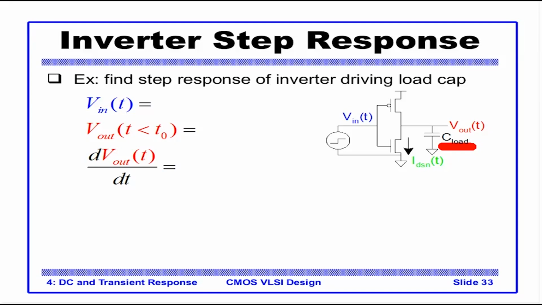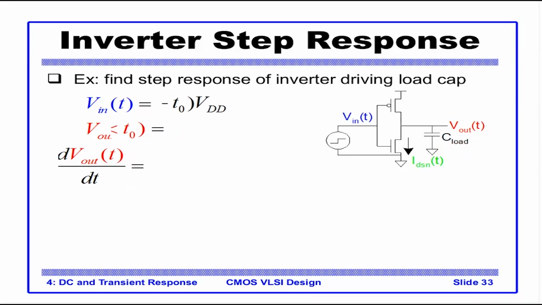When we talk about step response, V in can be represented by u(t minus T0) times VDD. U is nothing but the step input. That means U will rise, V in will rise at T0. It will become 1. Before time is equal to T0, it will remain at 0. V out, for t less than T0, if V in is 0, V out will be 1 or VDD.